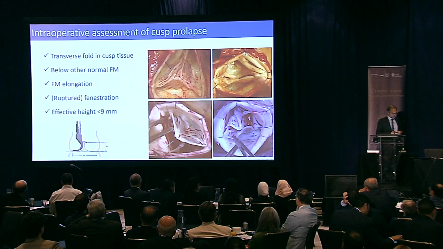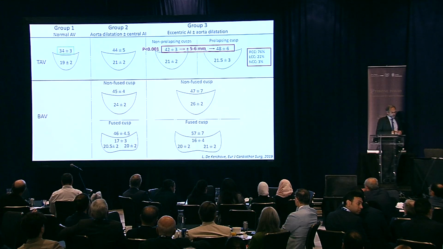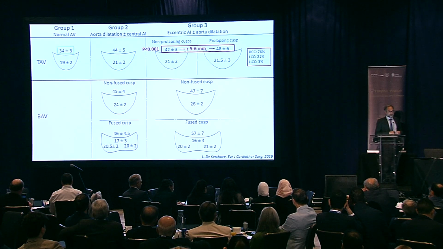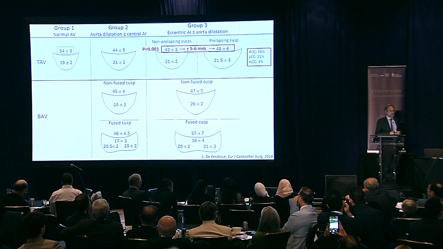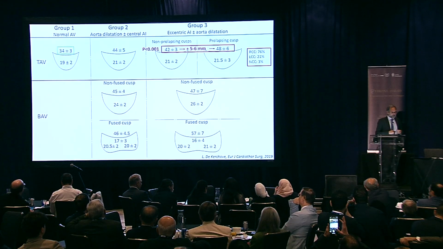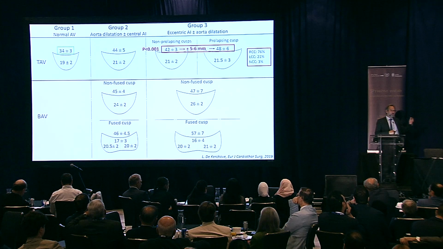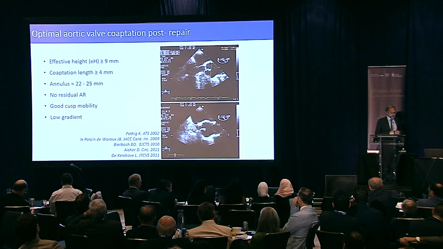And this is an example of fenestration, and one of them is ruptured. Now, I told you when you work on this kind of leaflets, they are not normal, especially if you are working in root dilatation. But even in AI, the leaflet's average size is not normal. You have a difference of 5 to 6 millimeters between a prolapsing and non-prolapsing leaflet. This gives you an idea of how much you have to plicate it.